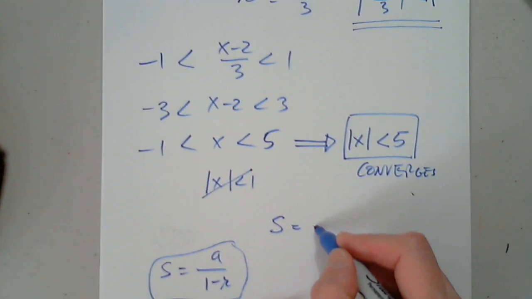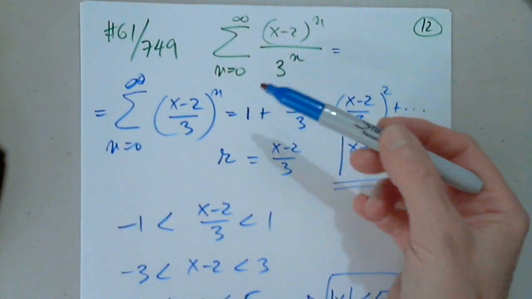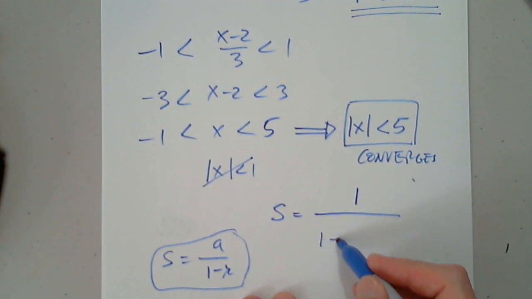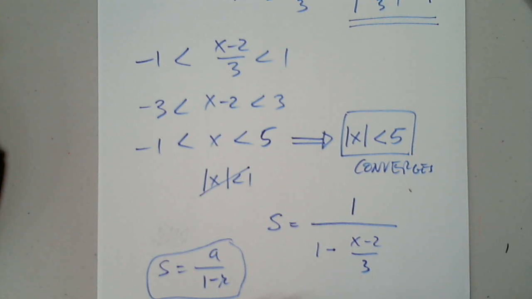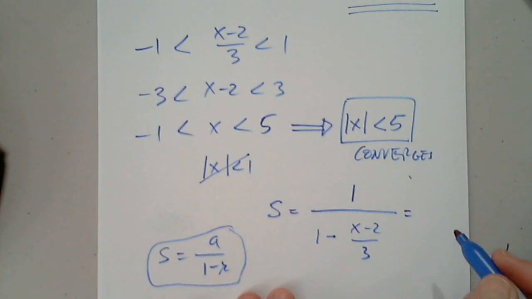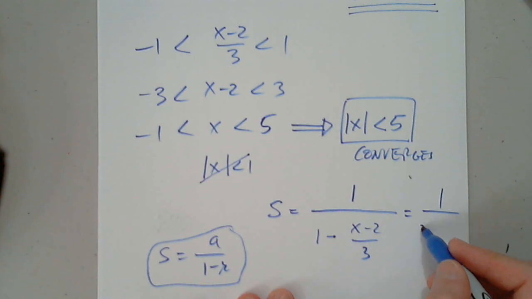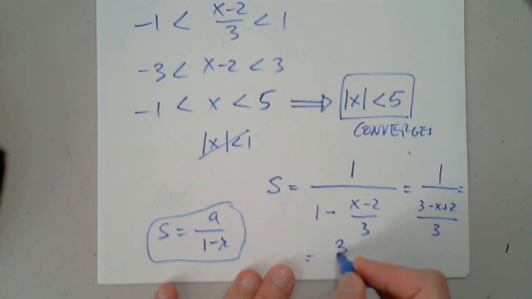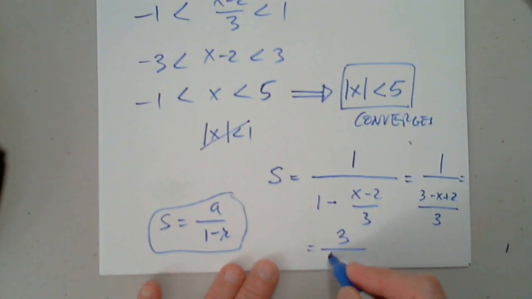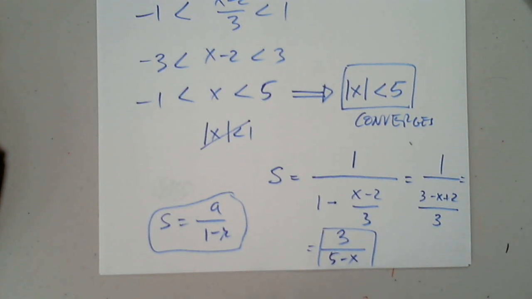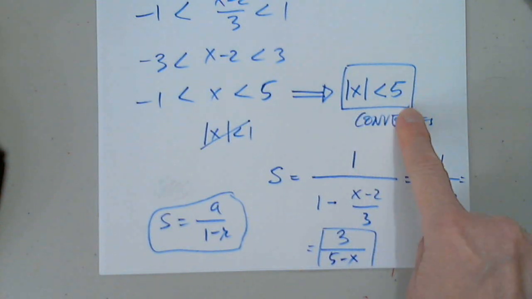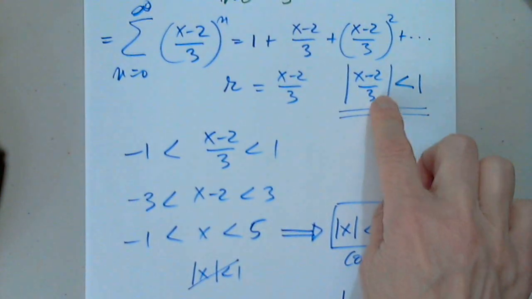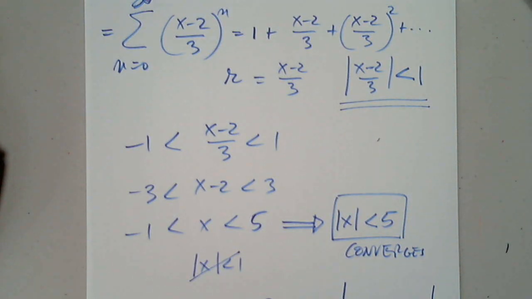Good. So now let's determine: a is 1, and 1 minus the common ratio, which is (x minus 2) divided by 3. Okay, so what do we get here? It's 1 over (3 minus x plus 2) divided by 3. Finally, we flip, so this is 3 over (3 plus 2 is 5) 5 minus x. And this is the sum of the convergent geometric series for x less than 5. And of course, it comes from the common ratio being less than 1. Thank you. I hope this helps.